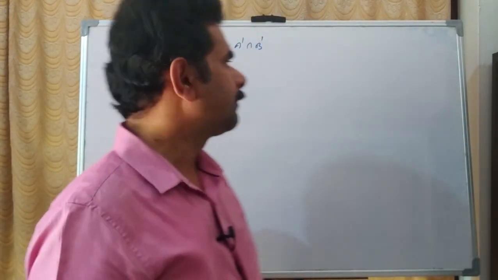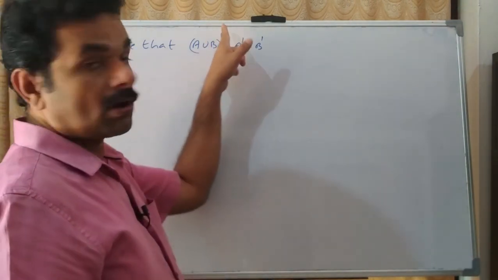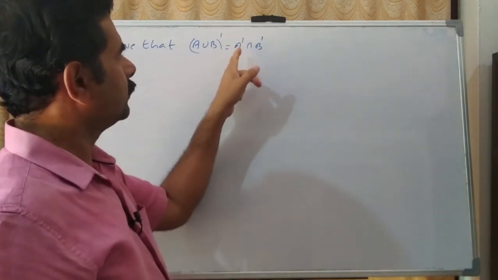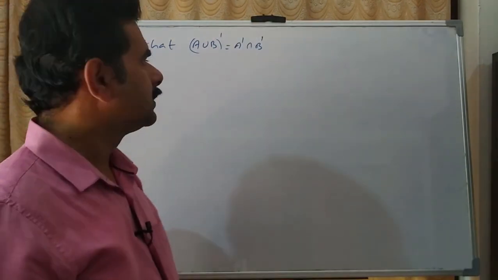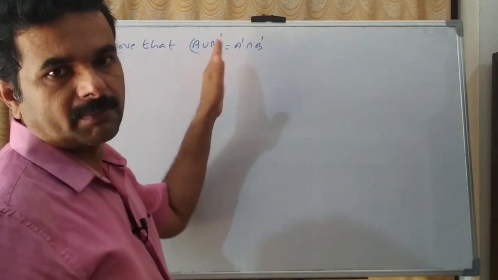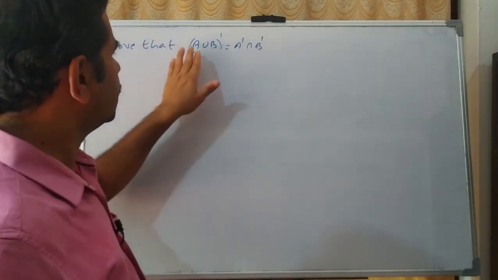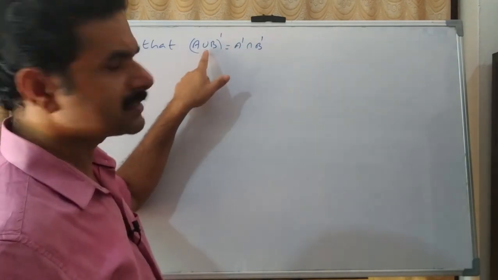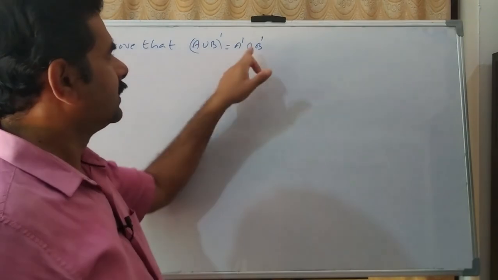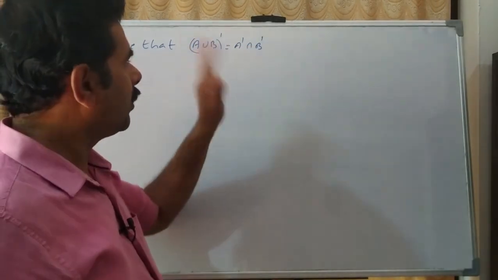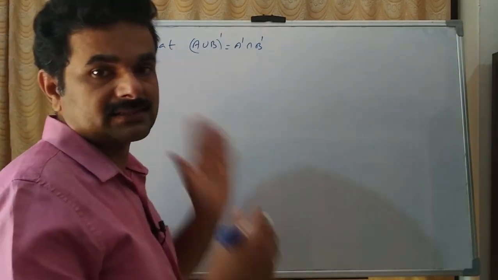See this question. Prove that (A union B) whole complement equals A complement intersection B complement. This can be proved by using the idea of Venn diagram. So in this question there are two parts, left hand side and right hand side. We have to prove both are the same.